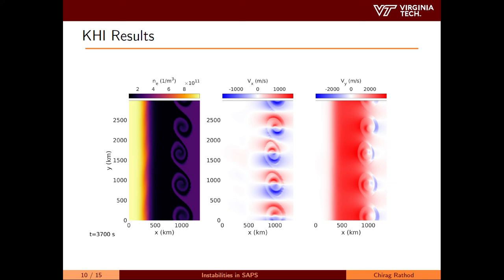I turned collisions off in this case just so that we could have the instability develop very nicely and quickly, and we could see the vortex structure. And we even see here secondary Kelvin-Helmholtz instabilities developing on the edges of the vortices. So we're confident that we can accurately resolve the GDI and the KHI.